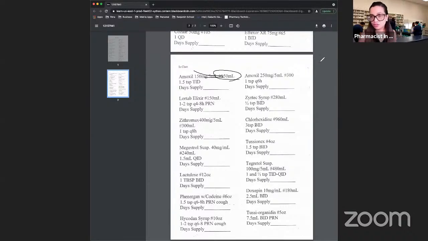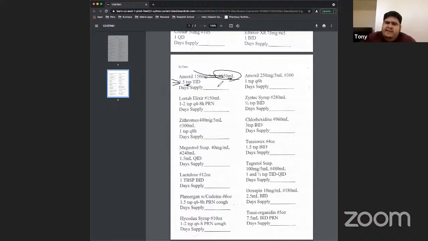But the first thing that you should do is to make it apples to apples. This is in teaspoon, you see that? And this is in ml. So rule of thumb, make it metric system all the time. So stick to the ml. Okay, and how do we convert this 1.5 teaspoon? Tony, 1.5 teaspoon to ml. 1.5 teaspoon to ml is 7.5?